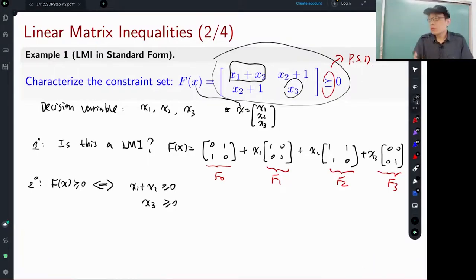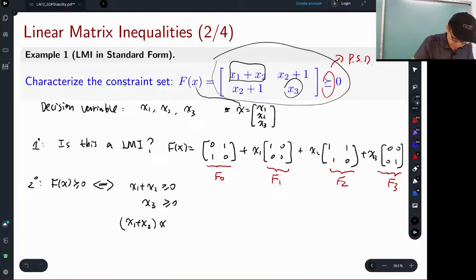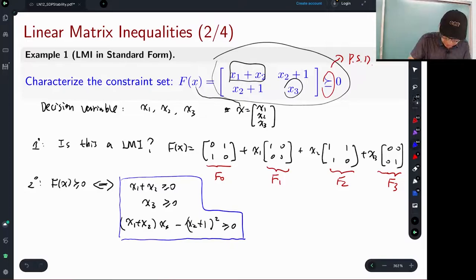Of course, you can compute eigenvalues to check. But in this case, we are just trying to check that all the principal minors have to be non-negative. And also the determinant has to be non-negative. These three conditions are equivalent to requiring this 2x2 matrix to be positive semi-definite. So how to compute the determinant? It's x1 plus x2 times x3 minus x2 plus x1 squared, bigger or equal to 0. So what essentially this statement means in a more elementary expression is these three inequalities.